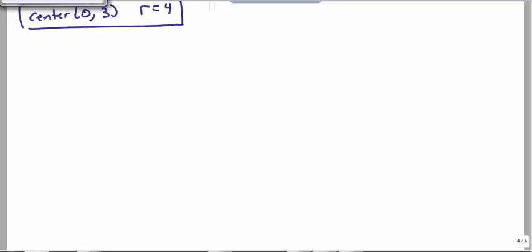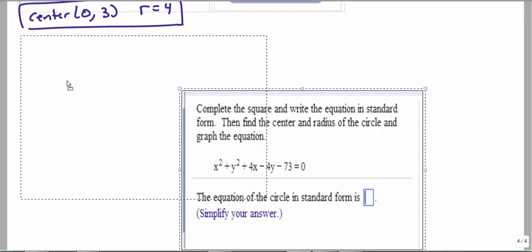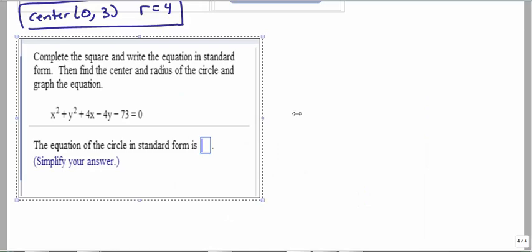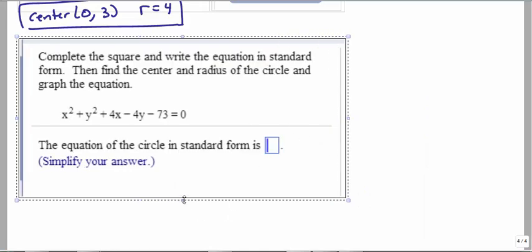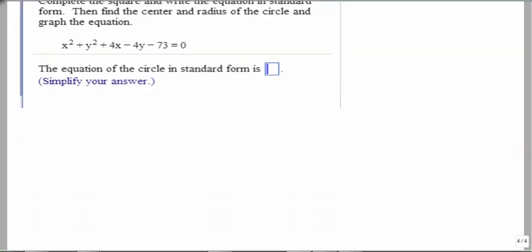Okay, it's having problems loading here. There it is. So let's go ahead and plop this one into our notes, and then we'll worry about graphing it after we complete the square. Now, completing the square we've done before. We did that in one of our previous lessons, but it is kind of a long process, and now we have 2 variables that we have to use to complete the square. So let's go ahead and start with this x squared plus 4x, and then this y squared minus 4y.